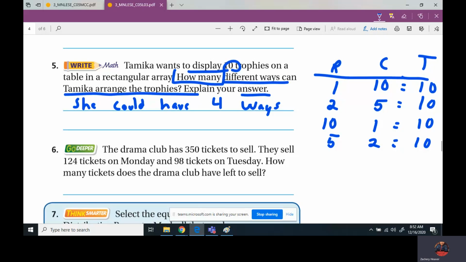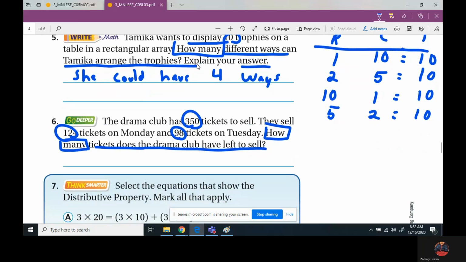The Go Deeper question. The drama club has 350 tickets to sell. They sell 124 on Monday and 98 tickets on Tuesday. How many tickets does the drama club have left to sell? Well, they sold 124 on Monday and 98 on Tuesday. Let's see how many they sold.